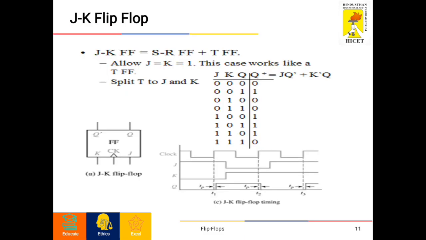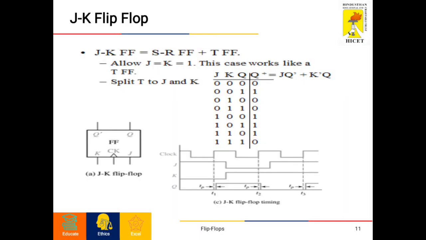JK flip-flop is equal to SR flip-flop plus toggle flip-flop, and it allows J equal to K equal to 1. This case works like a toggle flip-flop. Tying T to J and K gives the characteristic equation Q next is equal to J Q bar plus K bar Q.